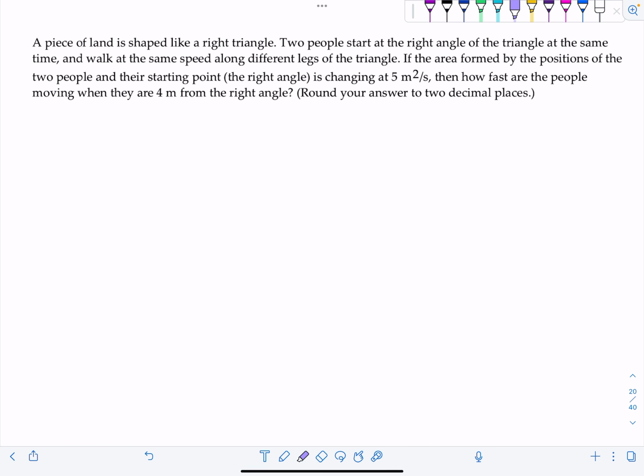So here we go. A piece of land is shaped like a right triangle. Okay. 2 people start at the right angle of the triangle at the same time. And they walk at the same speed. Wow. Along different legs of the triangle. Here they are walking. One's going this way.